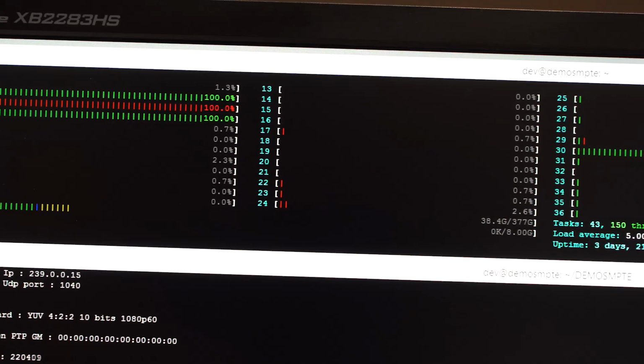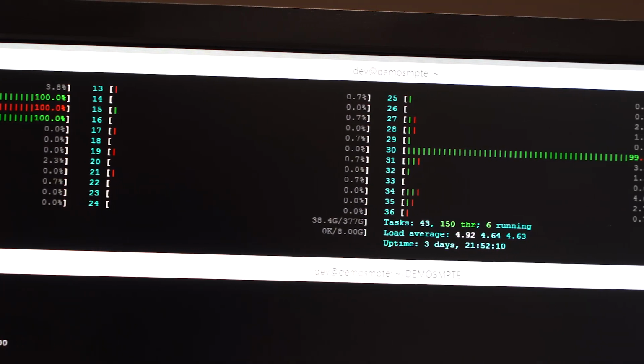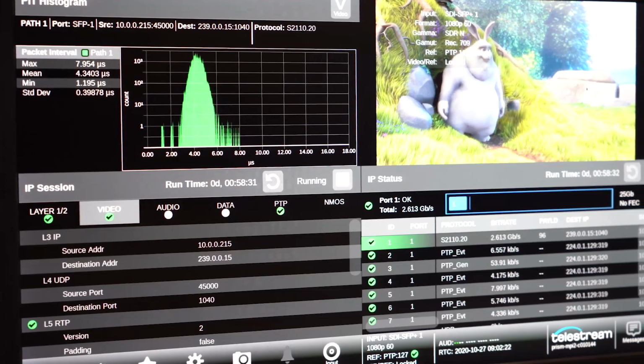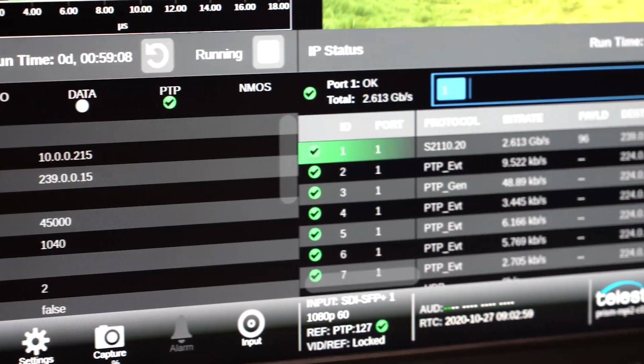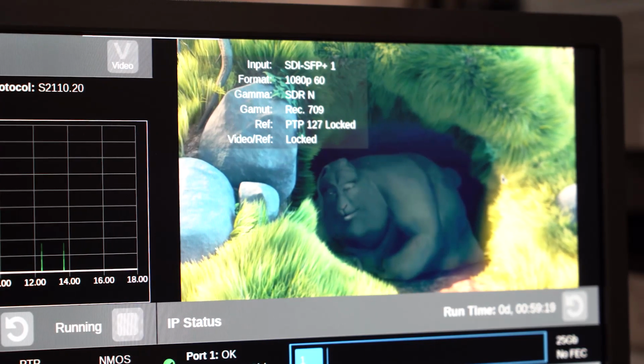As you can see, the CPU consumption remains very low. The 2110 feed flows through the network switch and is captured by the Prism analyzer, which checks its compliance by way of various parameters, characteristics, and measures. It also displays a video preview.